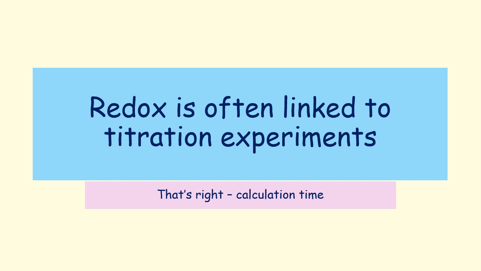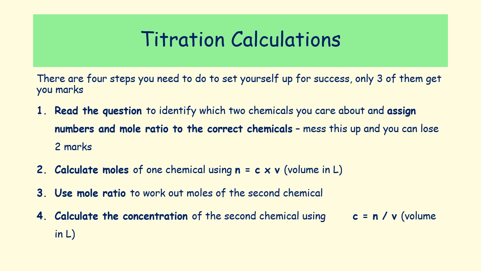So this video is about titration questions that are linked to redox, and this happens quite often at Higher. So we're going to go over how we tackle a titration calculation, specifically how we make sure we set ourselves up for success by reading the question correctly. When it comes to titrations at Higher, it's just like National 5. There are 3 marks available, but you have to do a lot of preparation before you get any marks.